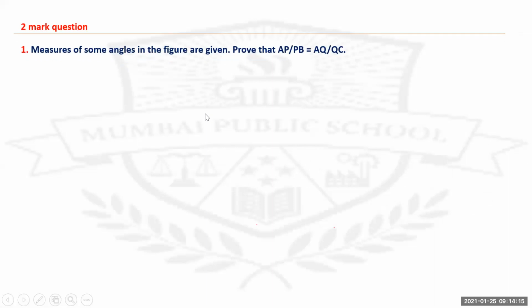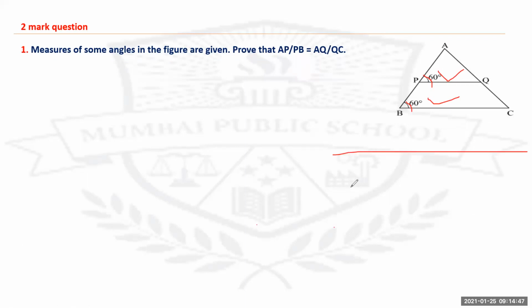Now, measures of some angles in the figure are given. Prove that AP upon PB equals AQ upon QC. Now, when you look at this figure, Gaurav, what are you going to get? You've got angle P and angle B, 60 degrees each. That means equal. Now just recall your 9th standard concepts regarding parallel lines and their transversals.